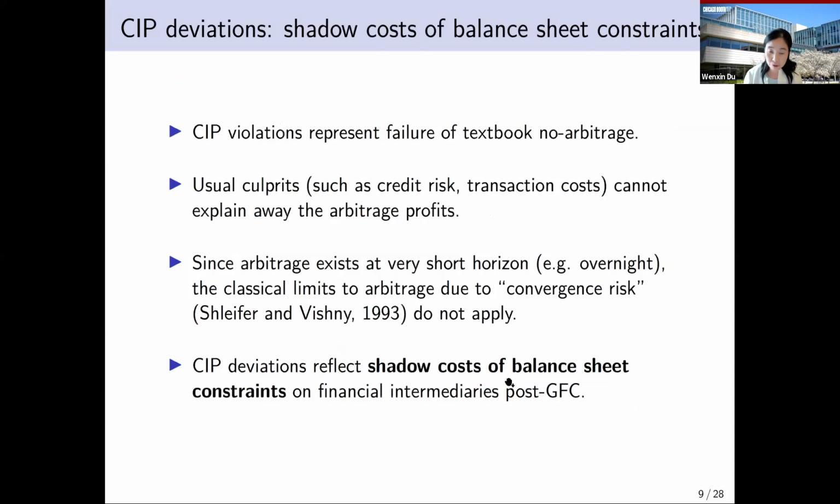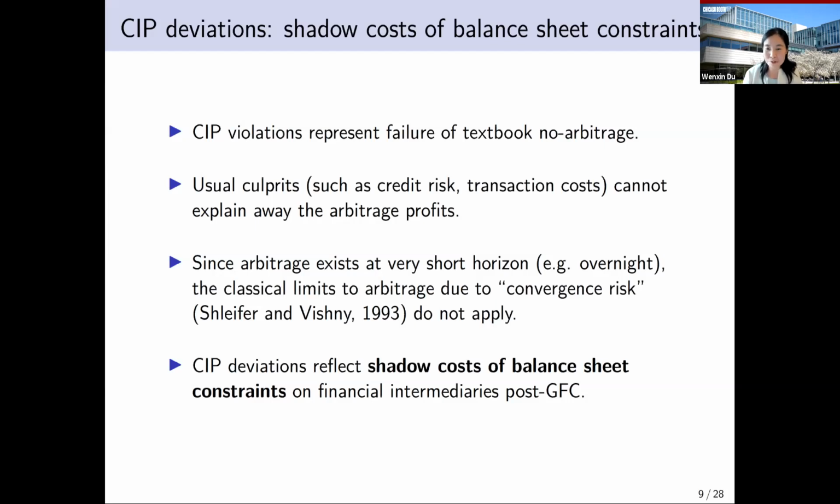The second thing you want to care about is the CIP deviation as a proxy of the shadow cost on the balance sheet constraint, right? Already motivated is a textbook no arbitrage, and I will give you some concrete examples. The usual culprits, such as credit risk and transaction costs, cannot explain away this arbitrage. And since the arbitrage exists at a very, very short horizon, right? If you read my footnote with Gordon and Ricardo, you'll be able to calculate the overnight CIP deviation.